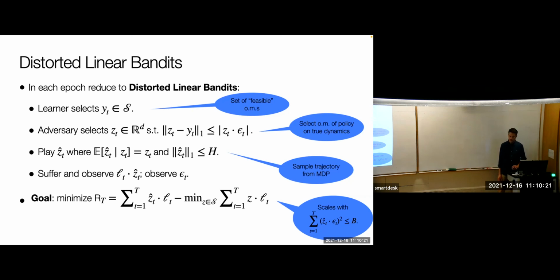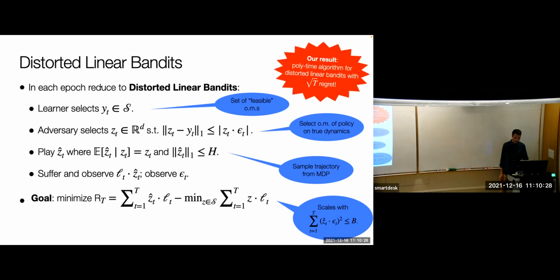Okay, so the setup is clear. Given this reduction between my original problem and distorted linear bandits, all that I have to do now is to show you an algorithm that gets root T regret for distorted linear bandits.